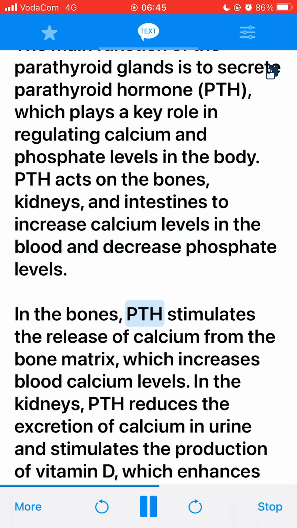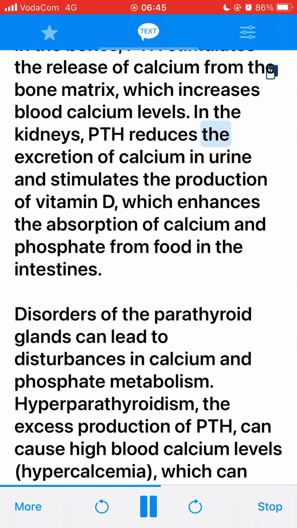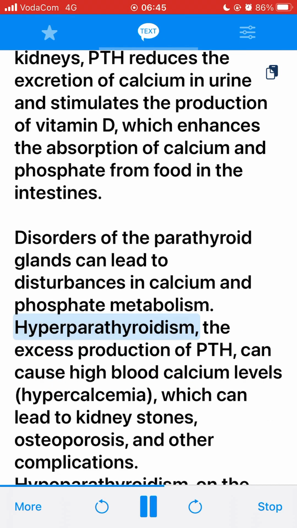In the bones, PTH stimulates the release of calcium from the bone matrix, which increases blood calcium levels. In the kidneys, PTH reduces the excretion of calcium in urine and stimulates the production of vitamin D, which enhances the absorption of calcium and phosphate from food in the intestines. Disorders of the parathyroid glands can lead to disturbances in calcium and phosphate metabolism.